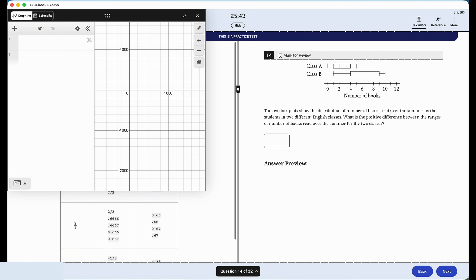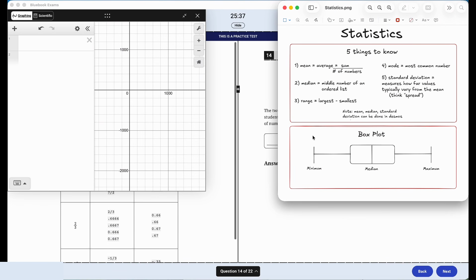Next one, we got these box plots. It says 2 box plots are shown. What is the positive difference between the ranges? So this is our statistics stuff. Here's your box plot, and you have to know this. It's kind of a silly thing. It shows you 3 important things. The minimum and the maximum, those are the whiskers at the ends. Sometimes it's called a box whisker plot. And the line in the middle is the median.